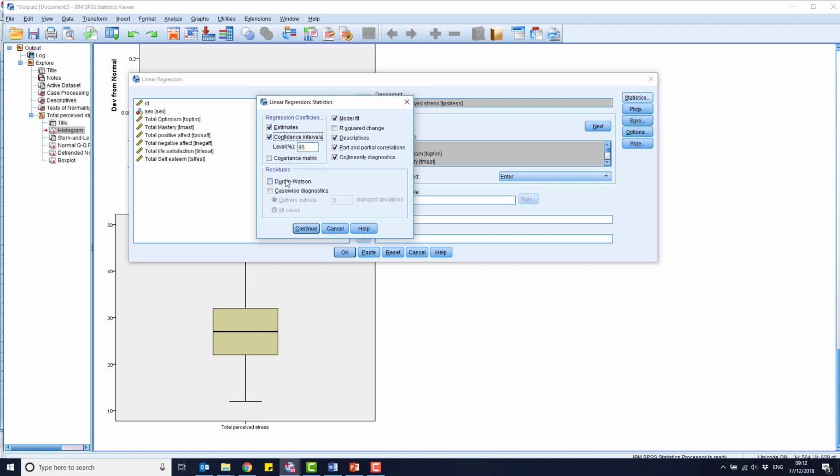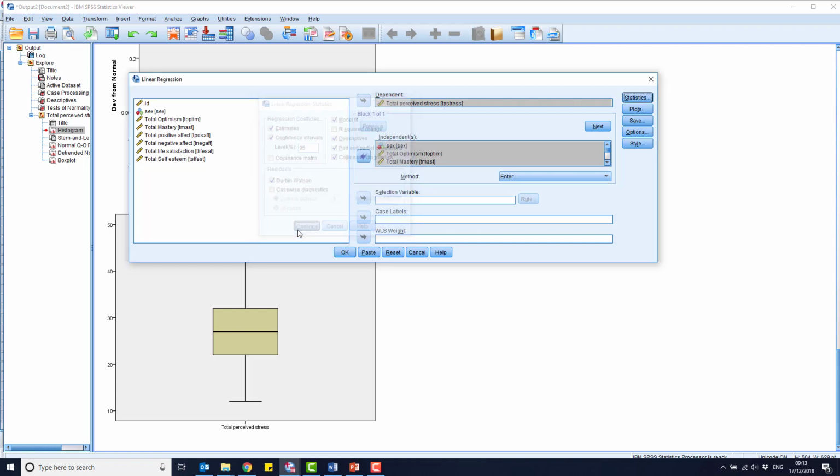in case. And because I know the order in which people have participated, I'm also going to ask for the Durbin-Watson test statistic. Now you can go into more detail around outliers. You could use the case-wise diagnostics, but for this I'm just going to use the Durbin-Watson. I'll click continue, and then the next thing I need to choose are my plots.